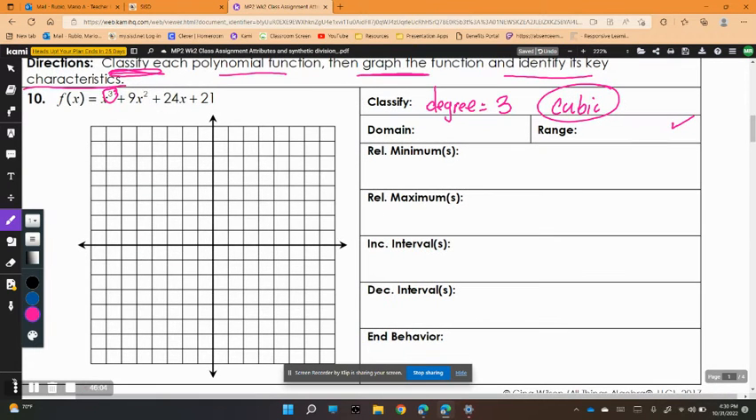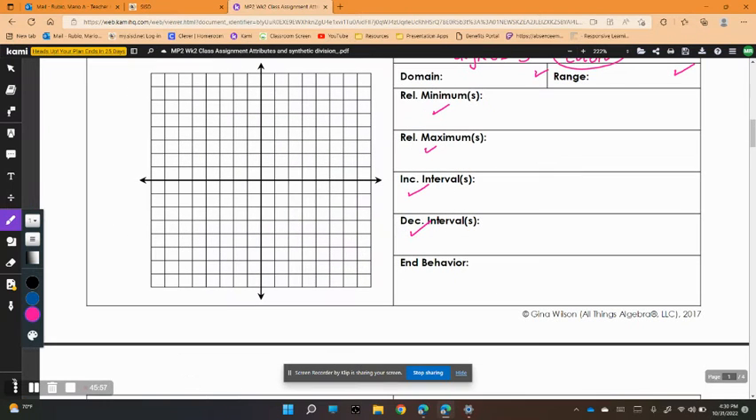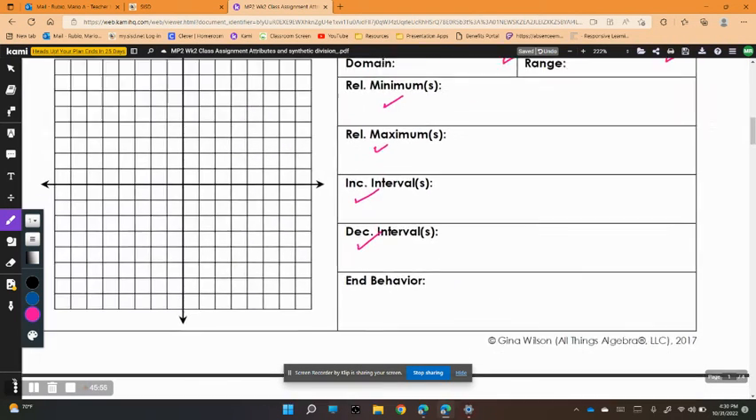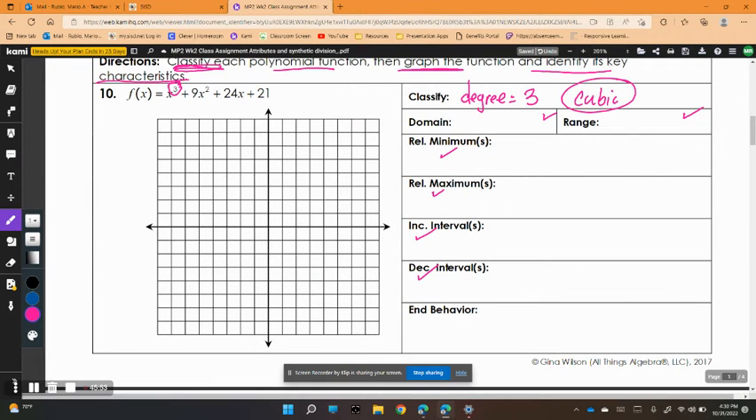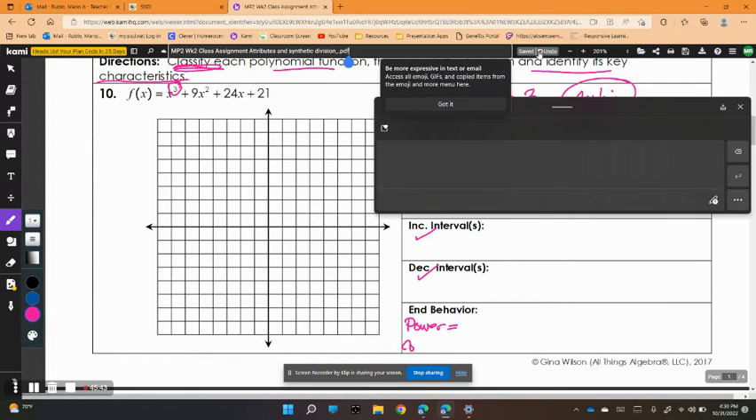The domain and the range we'll get when we graph it. The relative min and max, we'll get from graphing. End behavior we can actually get without graphing because we have our little tricks. All we need to do is look at the power, and then we need to look at the coefficient.